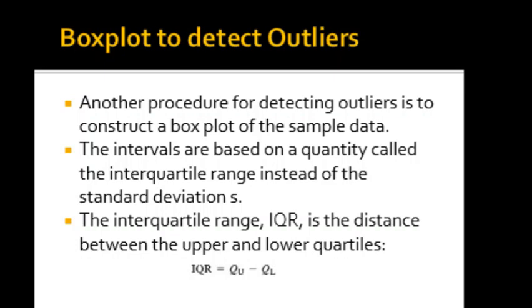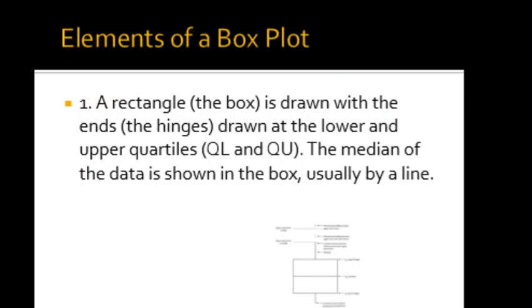Okay. Another method to detect outliers is the box plot. So a box plot is a graph that we make, and then we can figure out based on that if we have any outliers. First, to make a box plot, we need to calculate a quantity called the IQR, or interquartile range. It is the difference between the upper quartile and the lower quartile. Remember the 75th and the 25th percentile values. So that gives us the IQR.